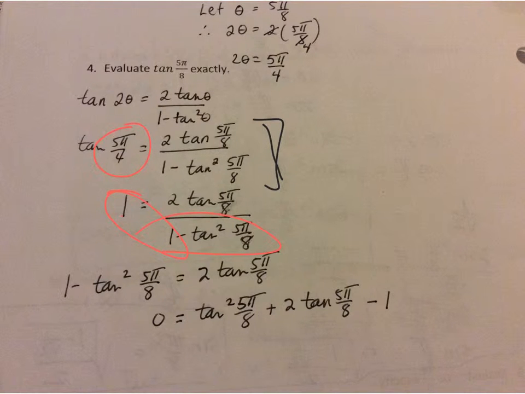You're going to notice that there's that square, right? So if we move these two terms to the other side, we're going to end up with a quadratic equation, so we can solve for tan 5 pi over 8. The quadratic equation is similar to x squared plus 2x minus 1 equals 0. So what's that crying out for us to do? We're going to use the quadratic formula.